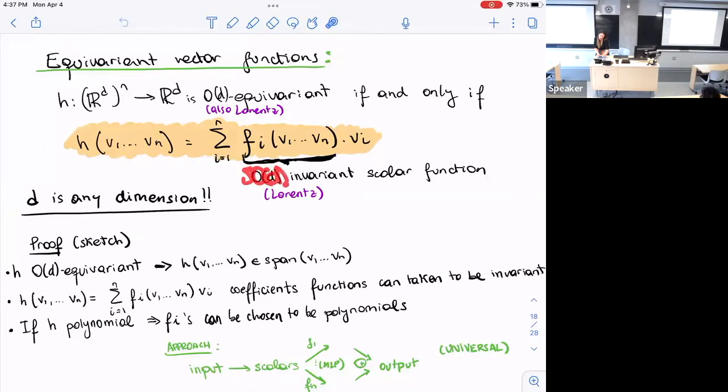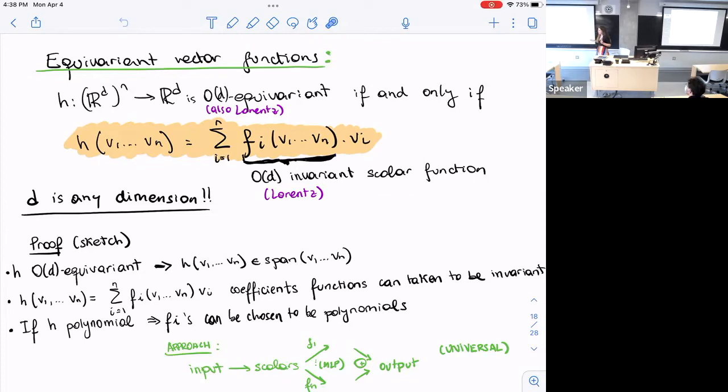You can also see that it works in a similar way for SO(d), like for rotations, but you may have more terms in this expression, because not every SO(d) equivariant function is in the span of the inputs. For instance, in the sphere, you can take two vectors and the function of the two vectors could be the cross product. That thing is equivariant, but it's not in the span of the inputs. So you need to add other terms in this expression. But those are the only ones that will show up in SO(d). And this is quite simple to see. You can prove that this is a polynomial, then these terms are polynomial functions as well.